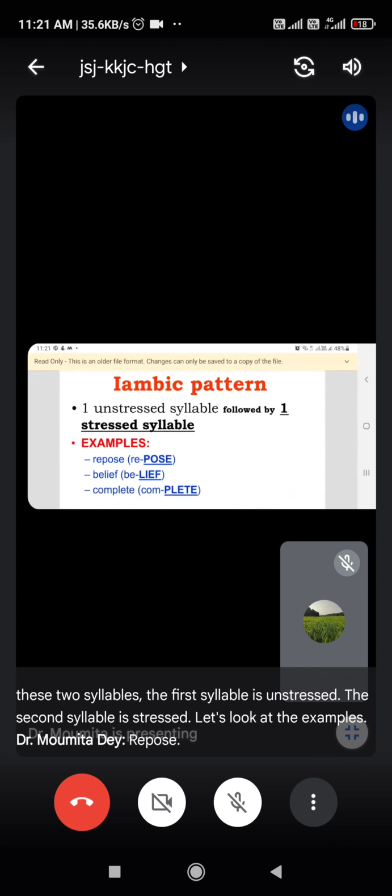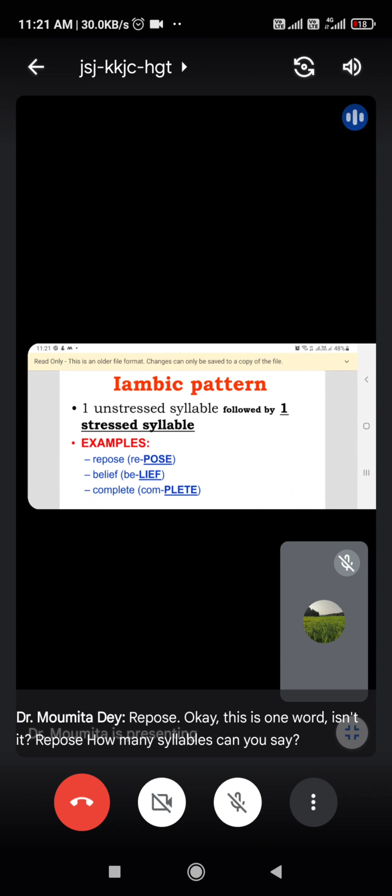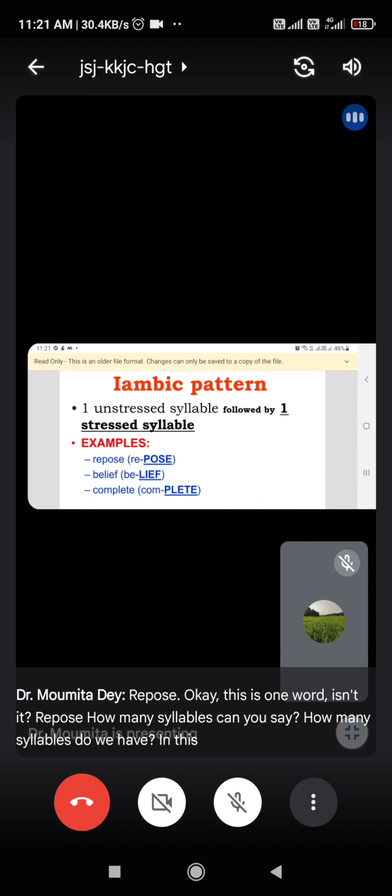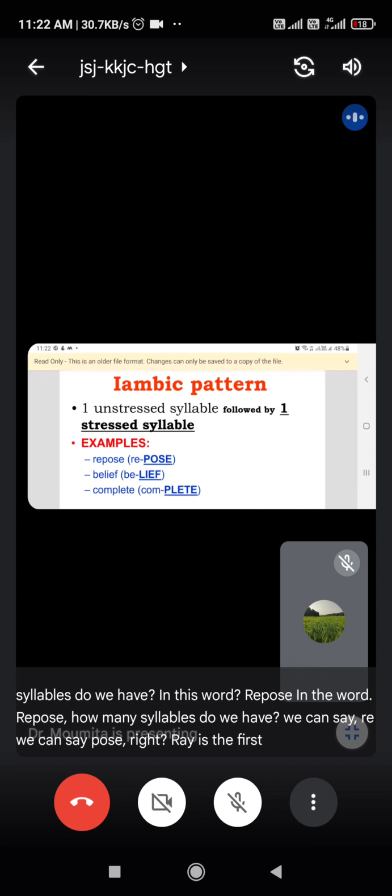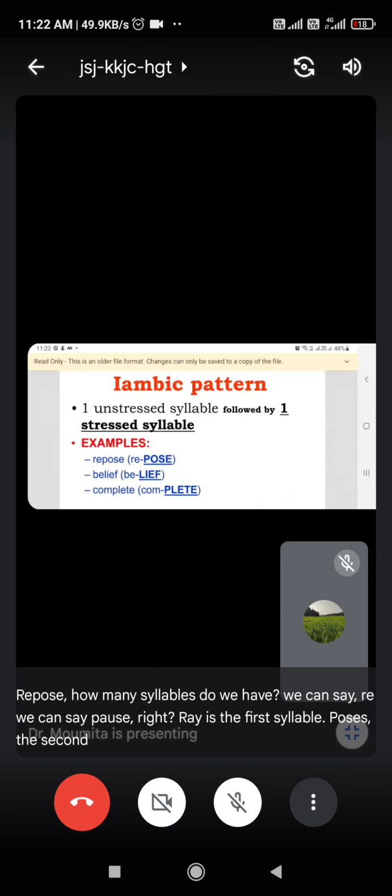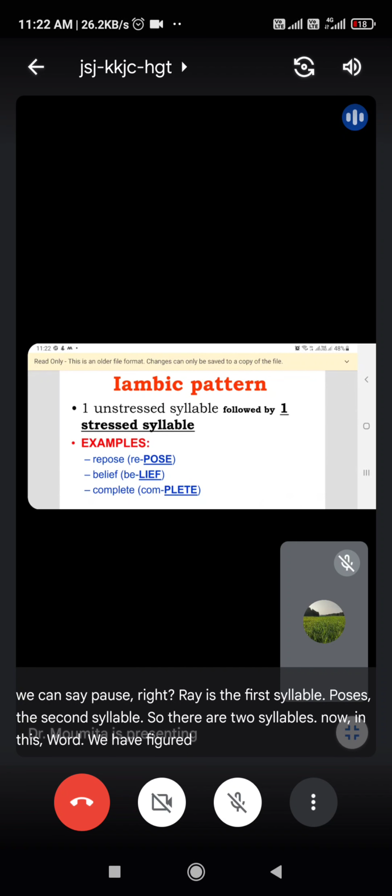Repose. This is one word, isn't it? How many syllables do we have in this word repose? We can say re-pose, right? Re is the first syllable, pose is the second syllable. So there are 2 syllables. Now in this word, we have figured out there are 2 syllables.